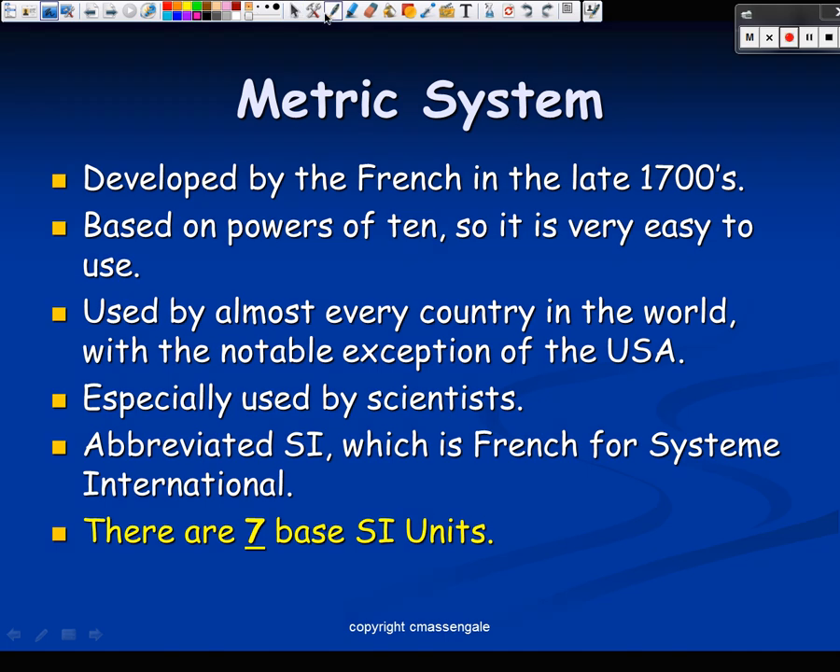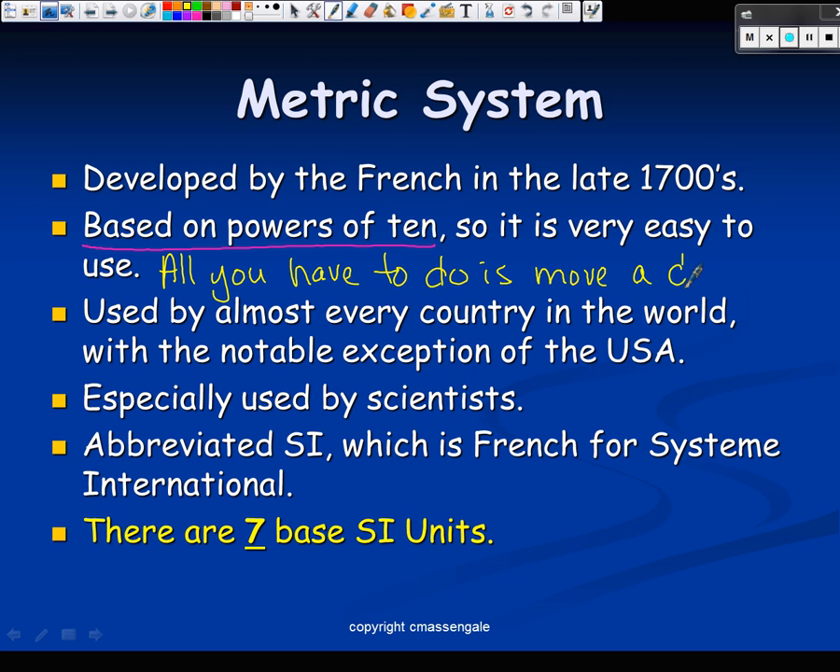So the big deal with the metric system is that it's based on the powers of 10. So what this means is all you have to do is move a decimal. Okay? And I've asked this several times, but I'm going to ask it again just to make an emphatic point. How many inches are in a foot? 12. How many feet are in a yard? 3. How many feet are in a mile? 5,280.